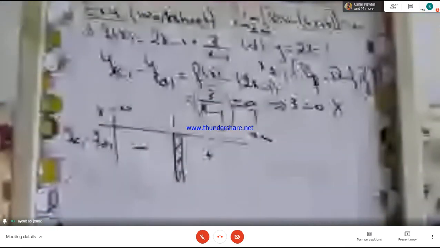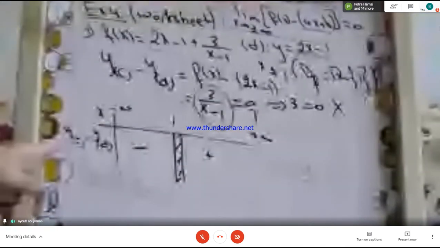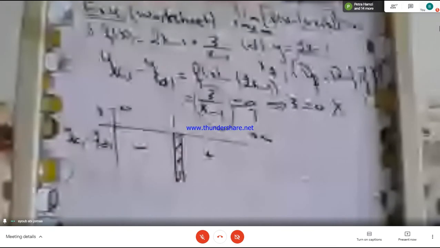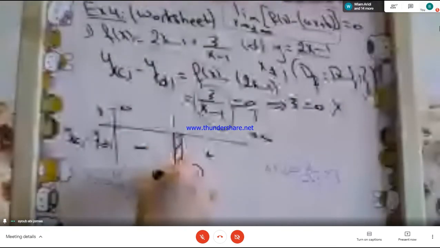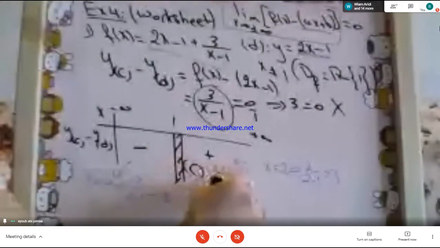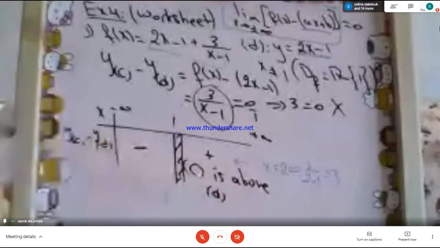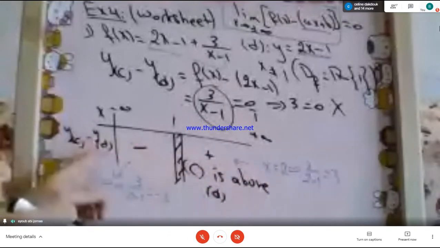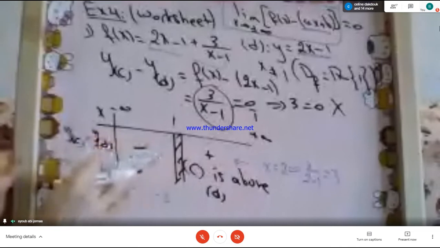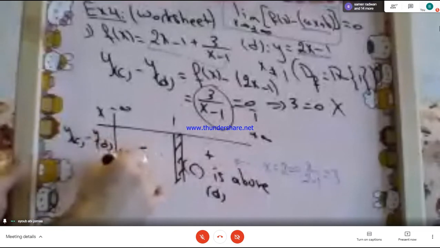Now, yc minus yd is positive. It means that c is above d. yc minus yd is negative. It means that c is below d.